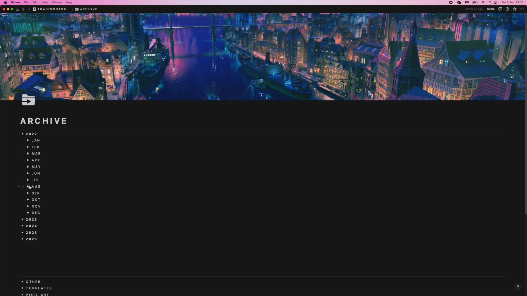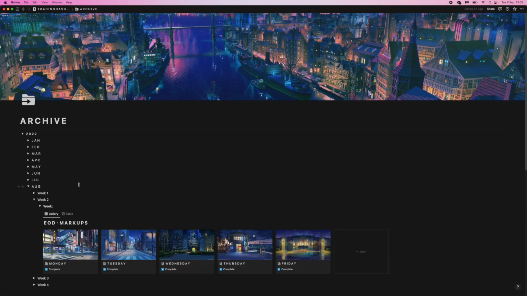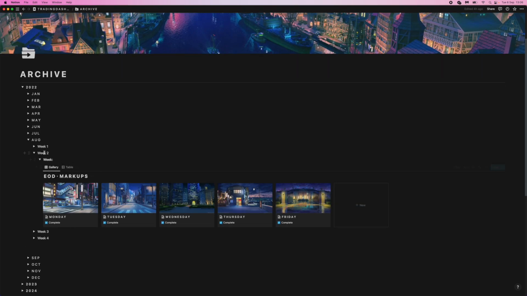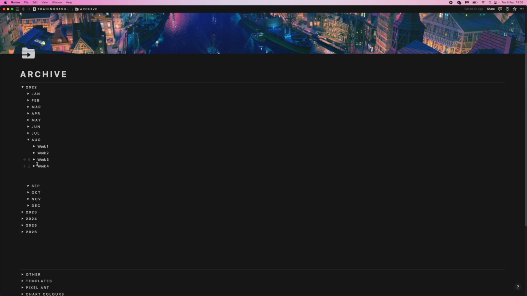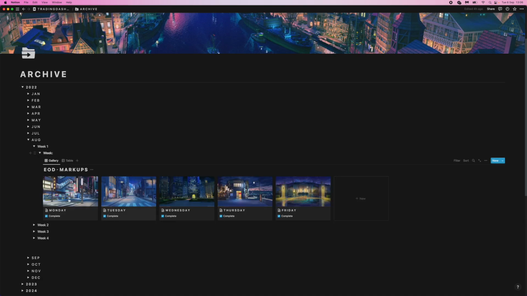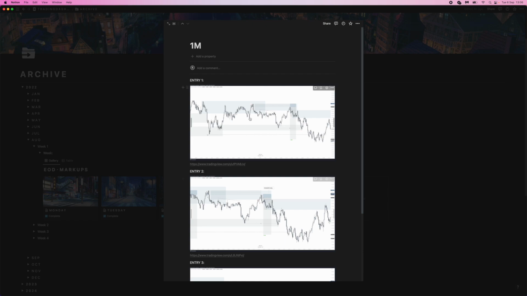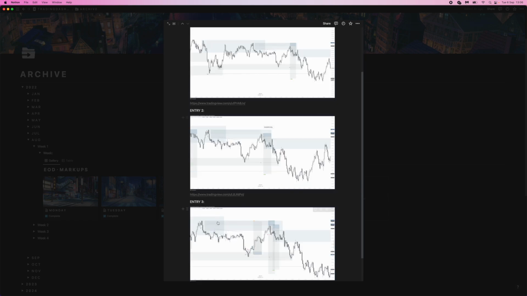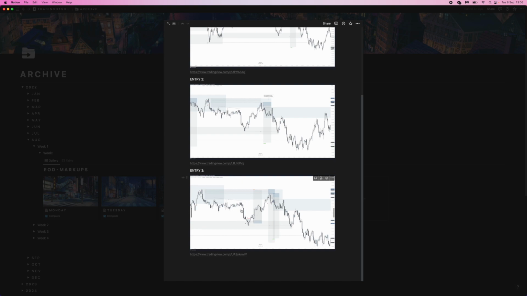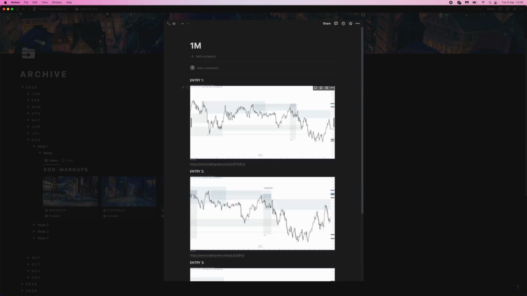But what you can do is, I'll just open up August for example here. As you can see, we have week 1, week 2, week 3 and week 4. If I open up week 1, I can look at all the end of day markups that I've done, and then go into, let's say Tuesday, and then go down to the 1 minute. On the 1 minute chart, as you can see here, I've got entry 1, entry 2, entry 3. So on this day specifically, I had 3 entries that did fit my plan.